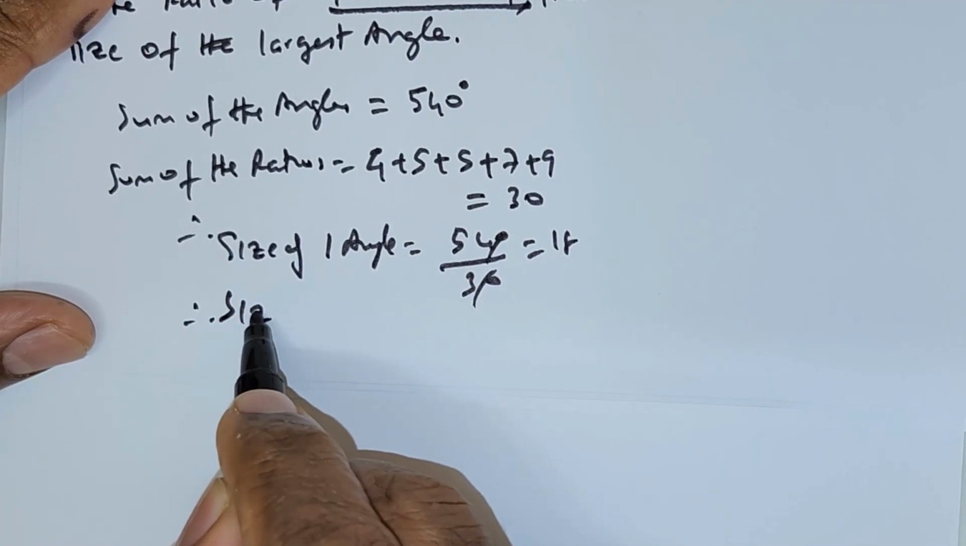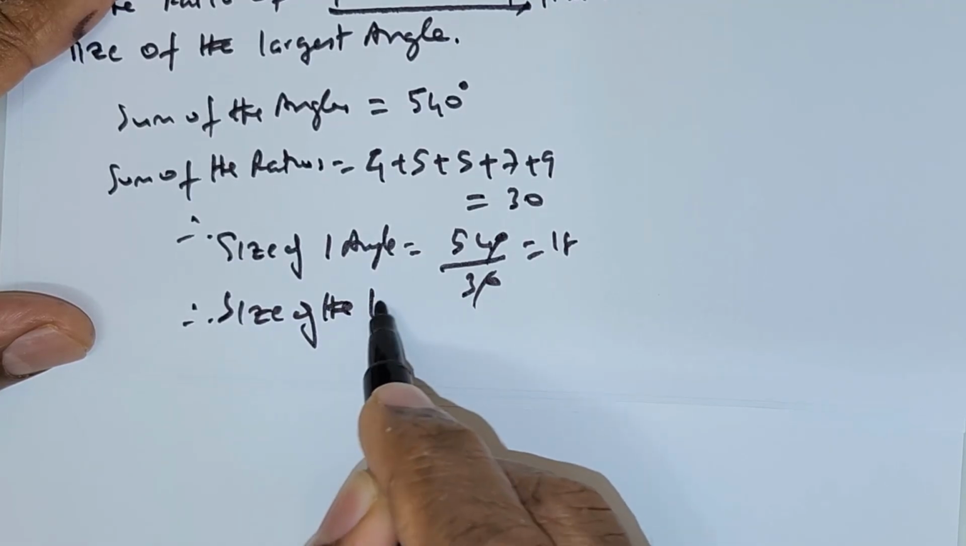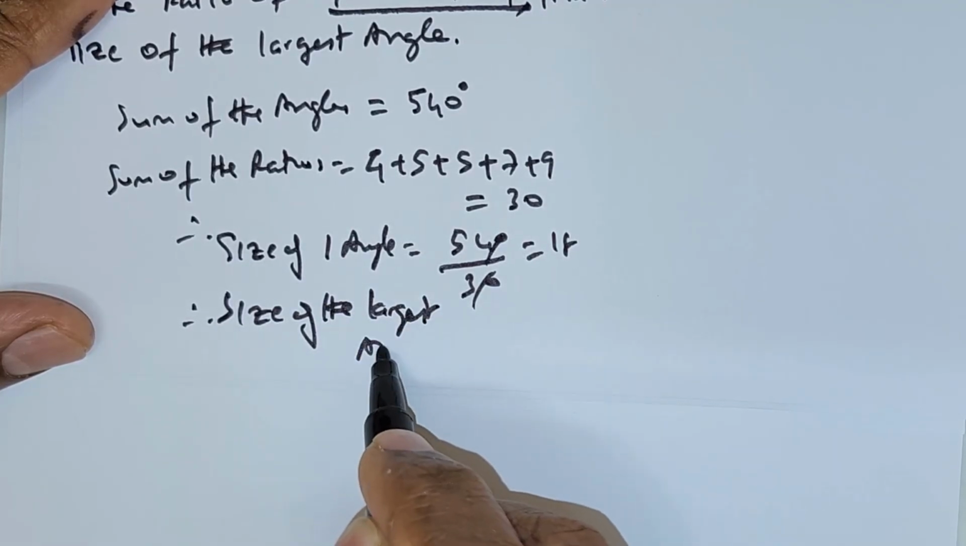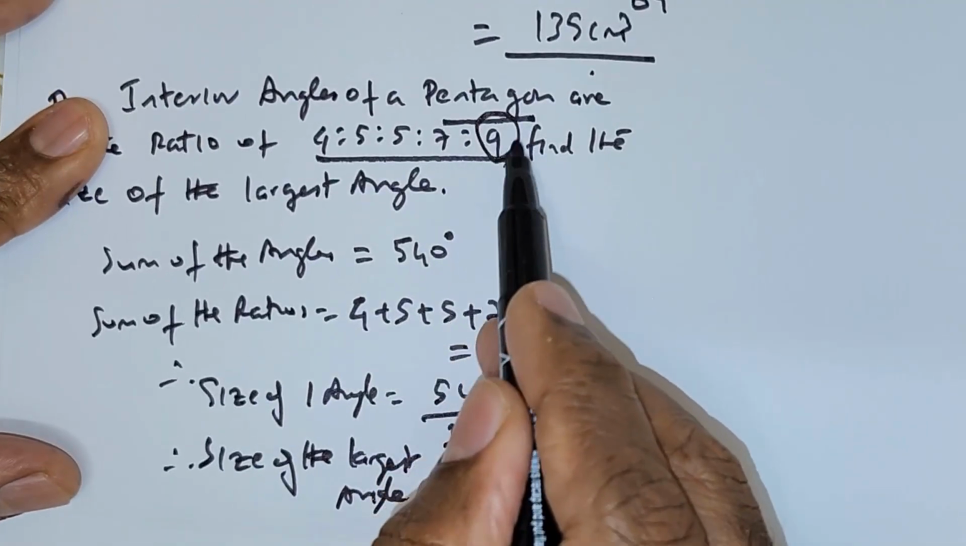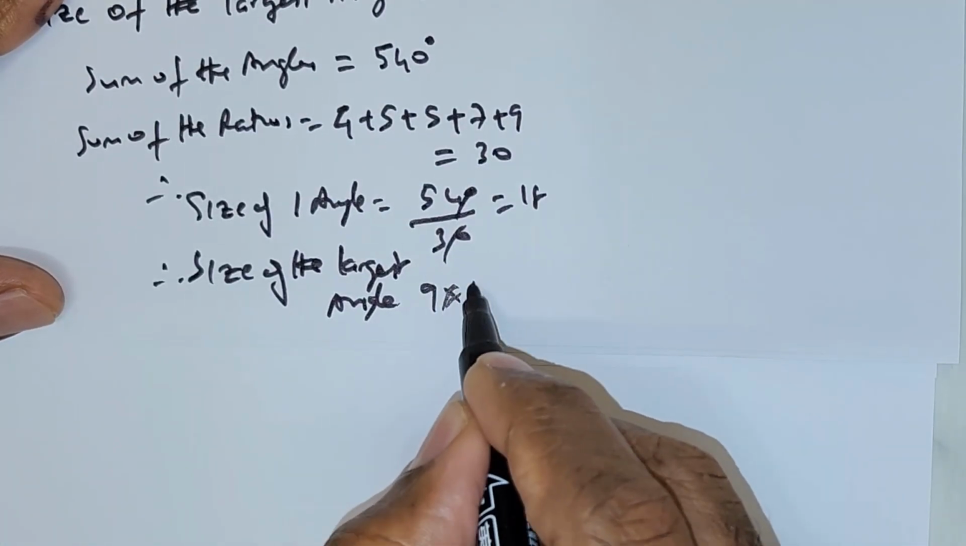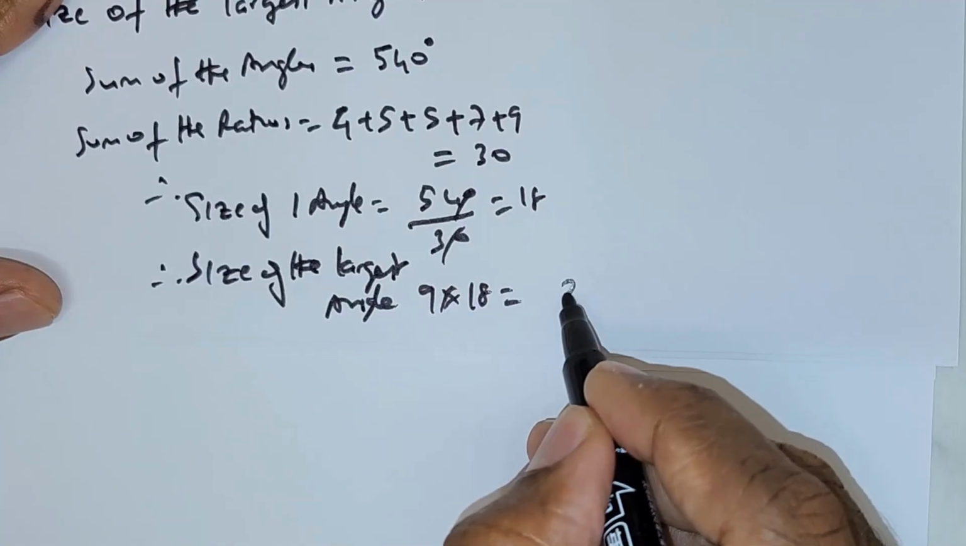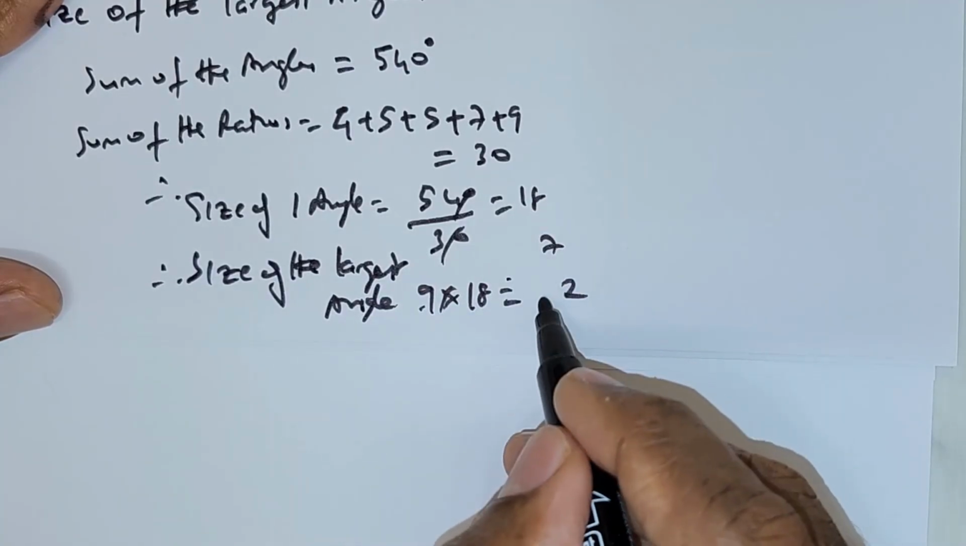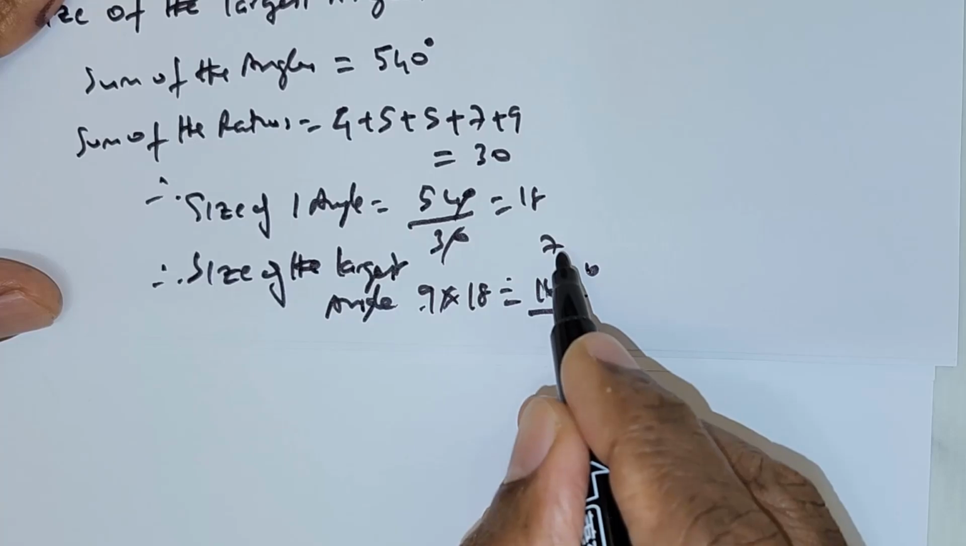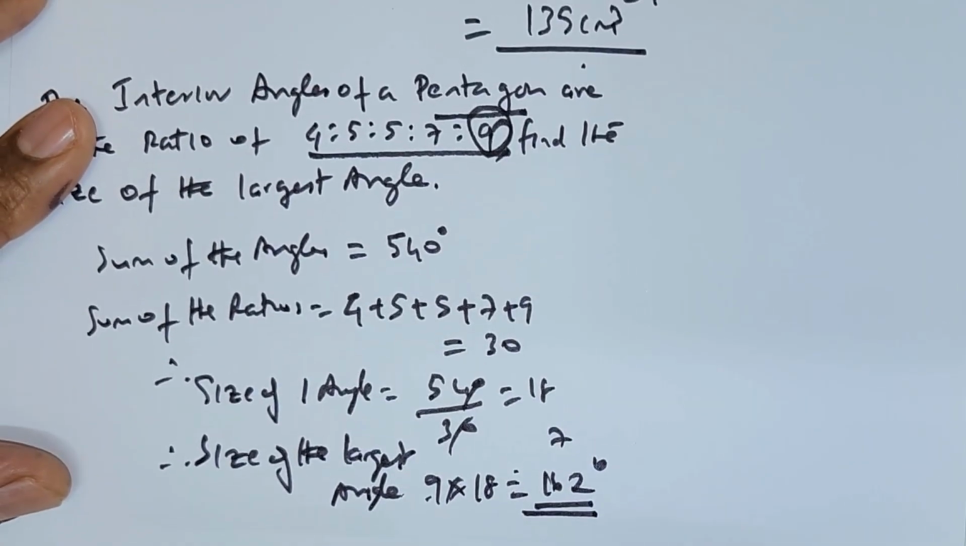So therefore size of the largest angle. So find the largest value. That's 9 there. So 9 multiplied with 18. 9 times 18 is 162 degrees. So that's the solution for this question.